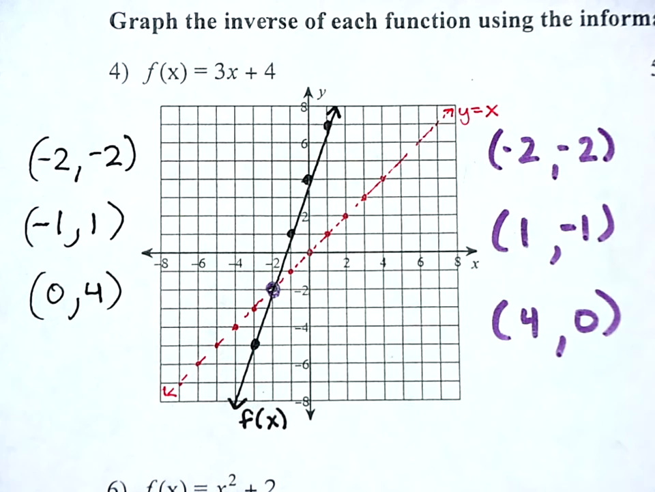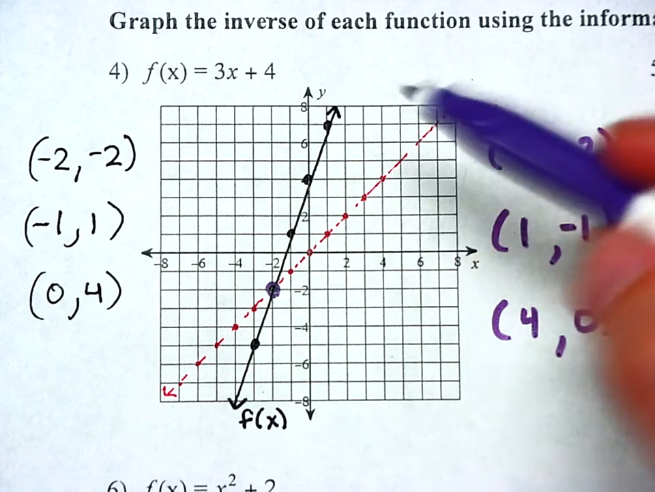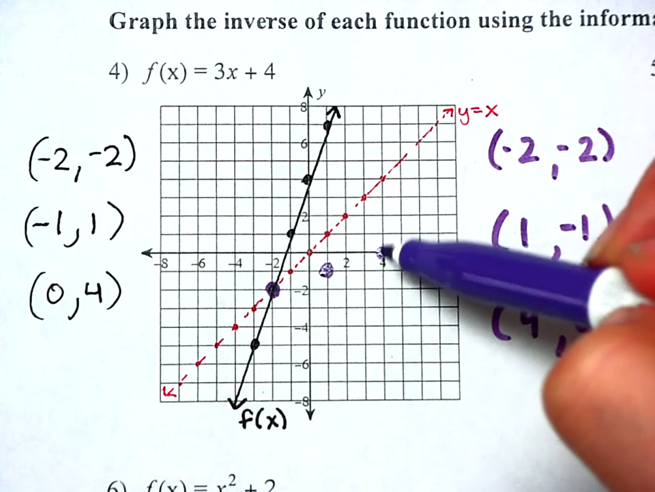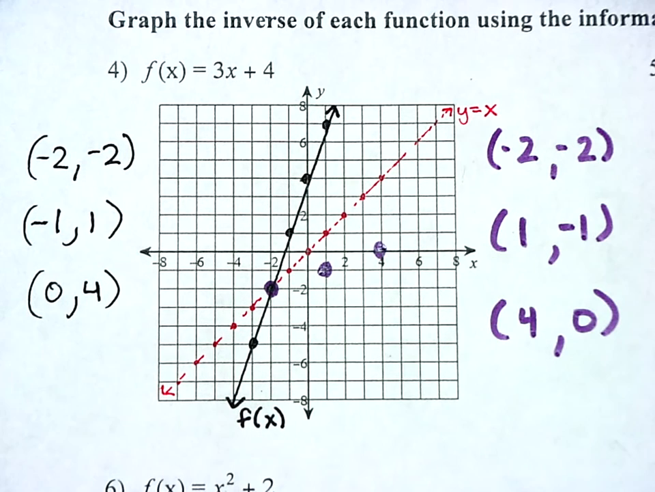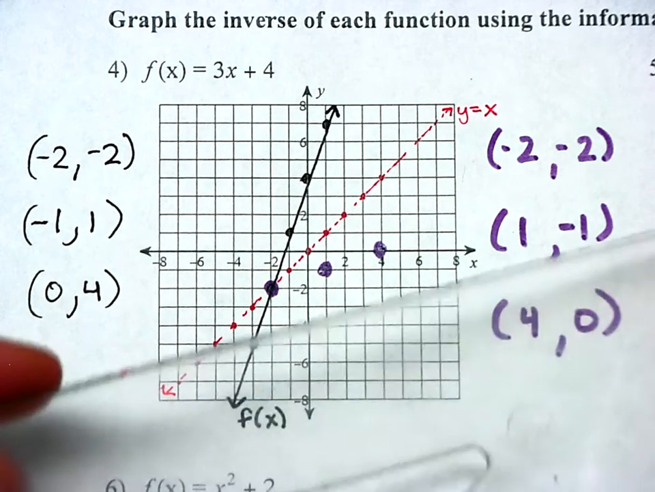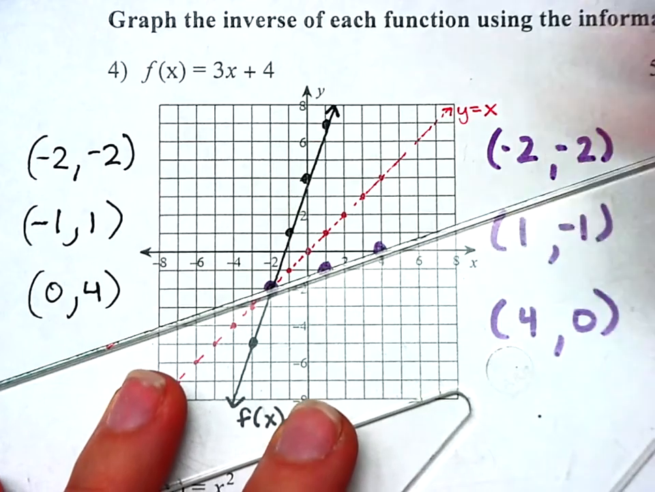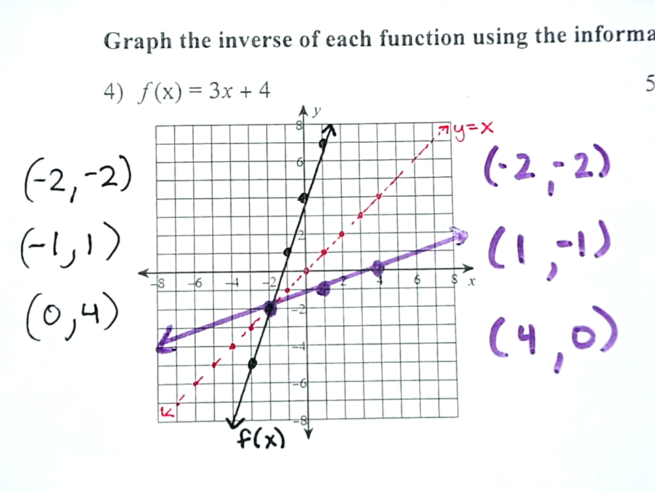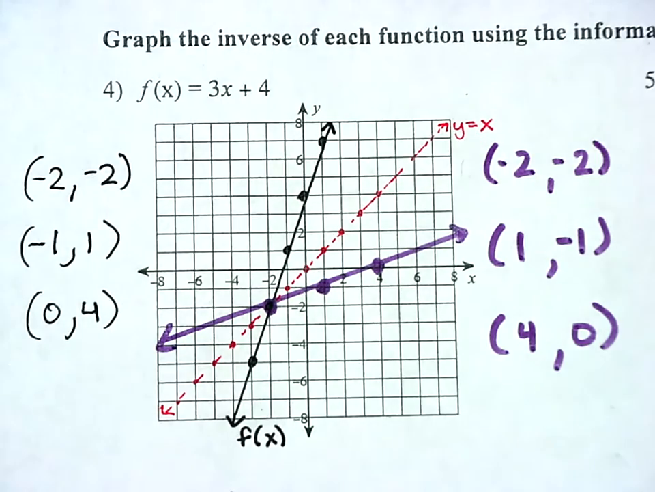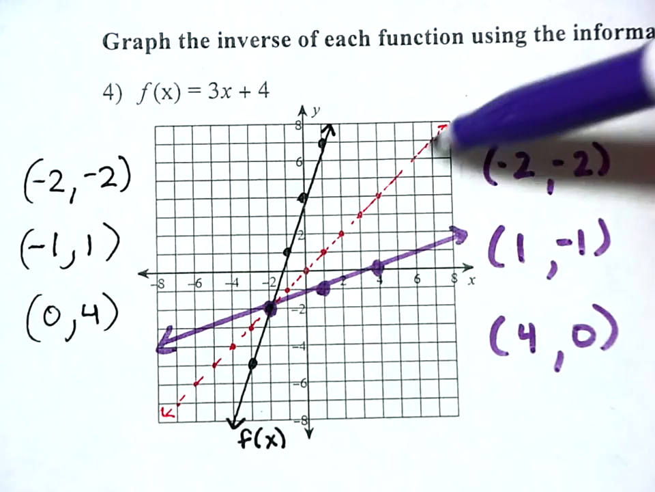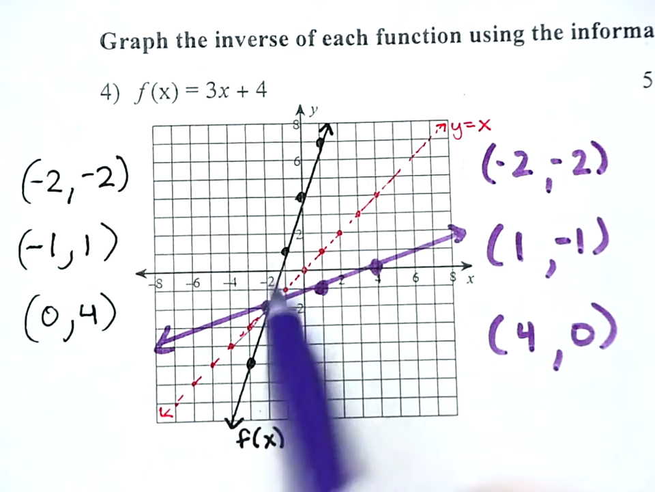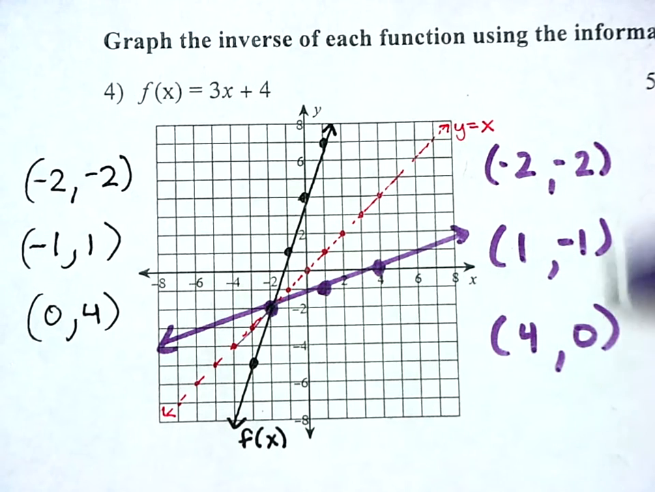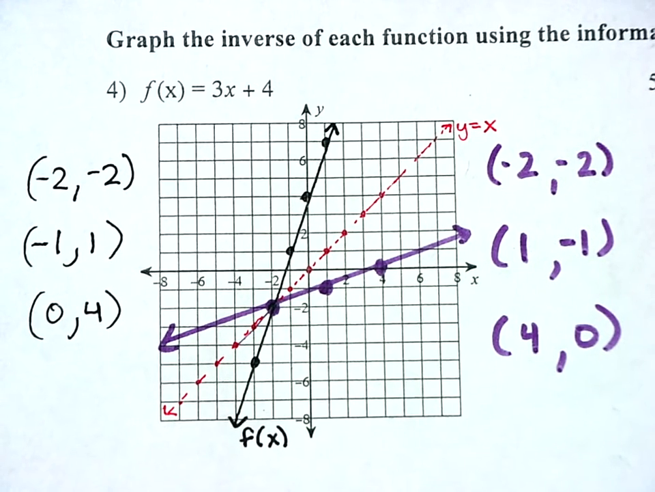So the first one is the same as the original line. Then I've got the point 1, -1, and 4, 0. So with my straight edge, I'm going to connect these so that I can really clearly see the inverse function. Just like that. Okay, and you'll see that those are, in fact, reflections of each other over the line y equals x. Some people will just actually reflect the points. They won't do this math right here, but I like to do this just to make sure I do, in fact, have the correct points.